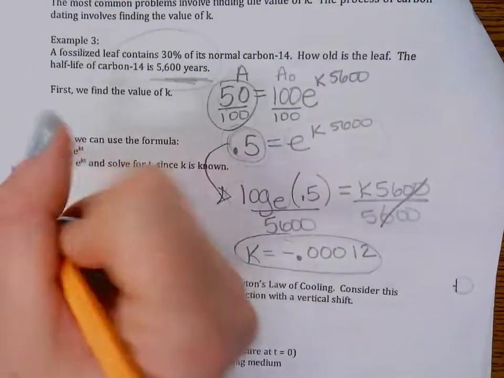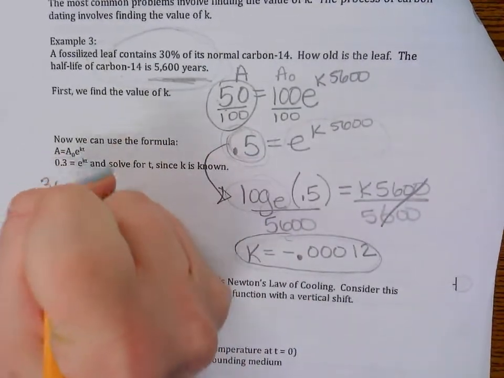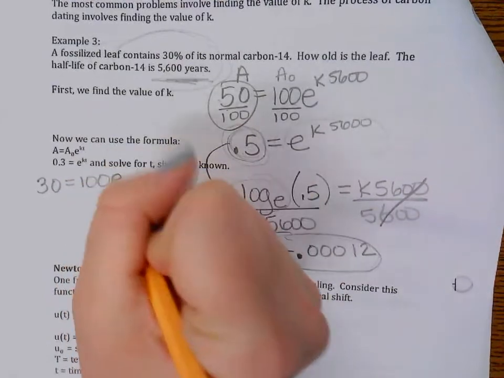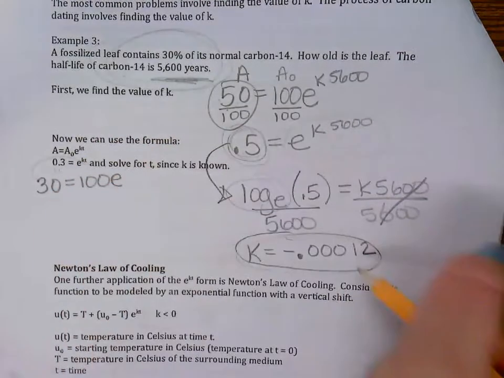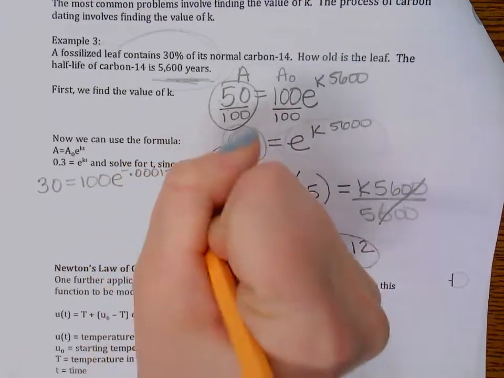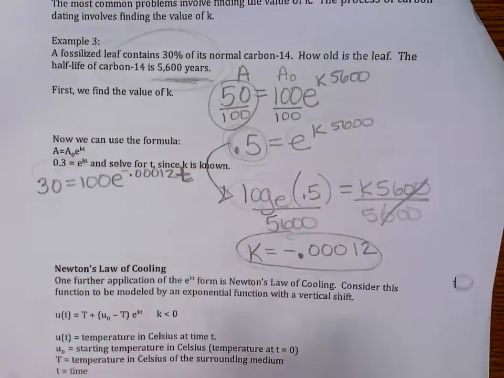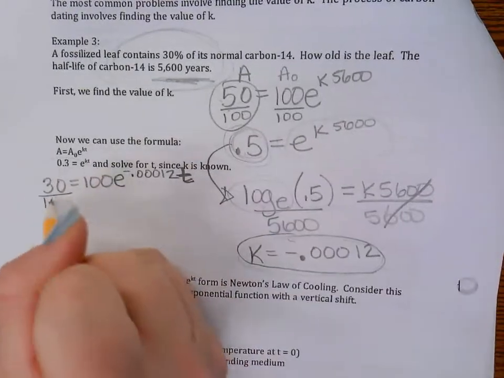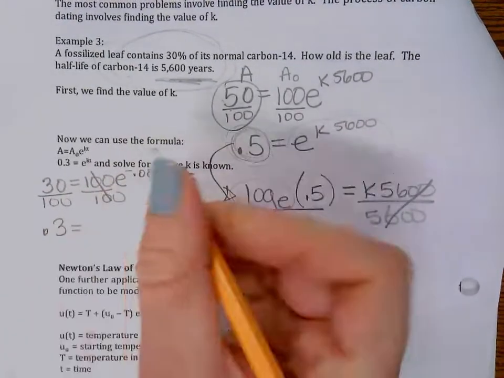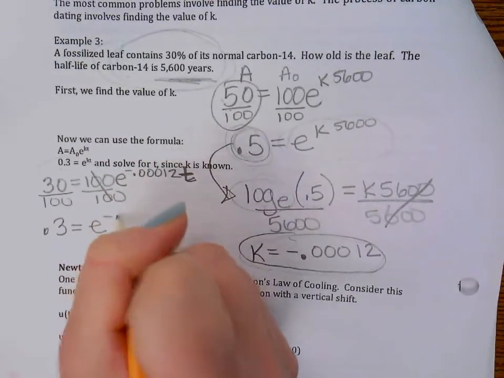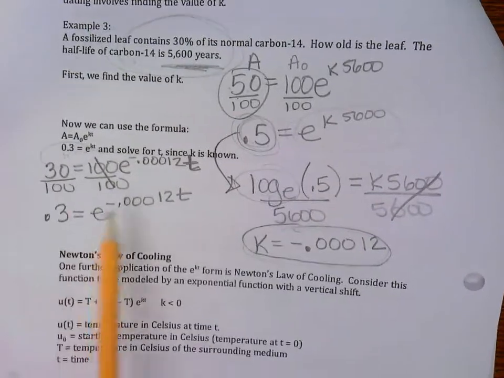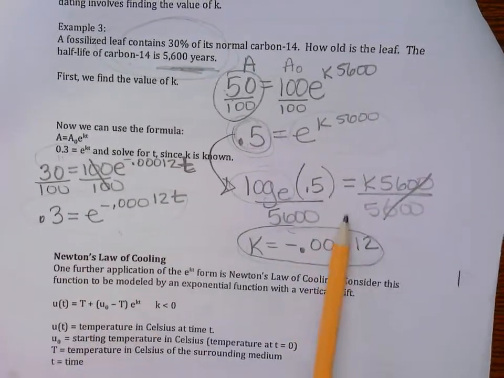But if you want to write the step down, they pretended that they ended with 30 grams and they started with 100, right? And we know that K is -0.00012, but we don't know T. So they started by dividing by 100 on both sides. So 0.3 equals E to the KT. We're going to solve this the same way we just solved the problem on the left.